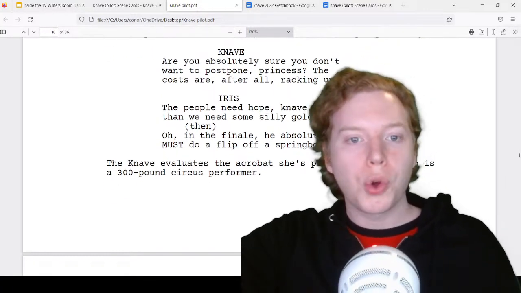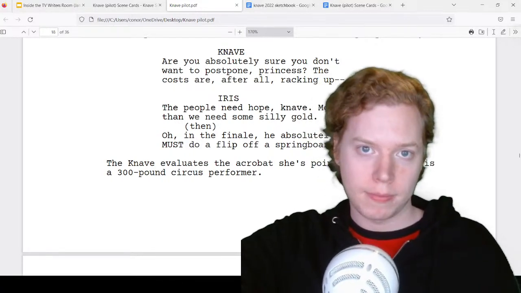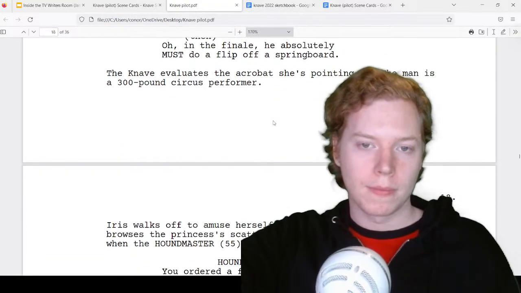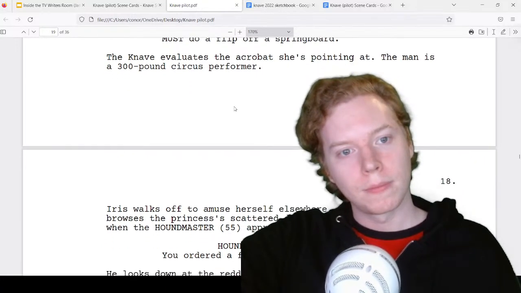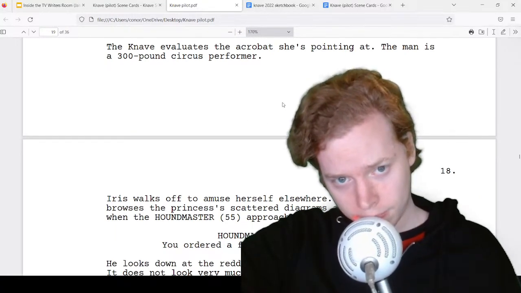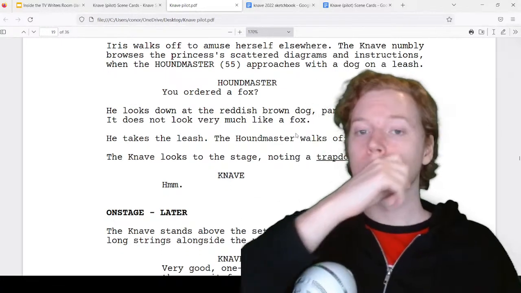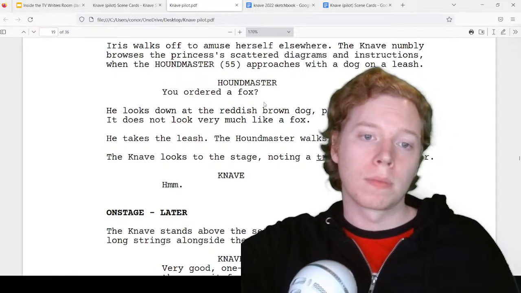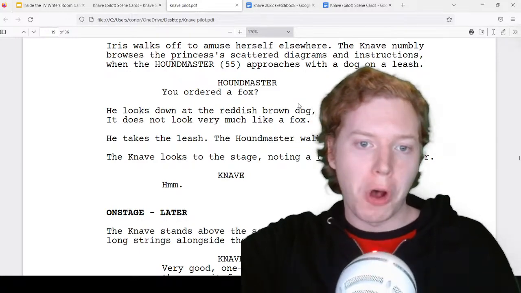Are you absolutely sure you don't want to postpone, Princess? The costs are, after all, racking up. The people need help, knave, more than we need some silly gold. Oh, in the finale, he absolutely must do a flip off the springboard. The knave evaluates the acrobat she's pointing at. The man is a 300-pound circus performer. Iris walks off to amuse herself elsewhere. The knave numbly browses the princess's scattered diagrams and instructions when the houndmaster approaches with a dog on his leash. You ordered a fox.